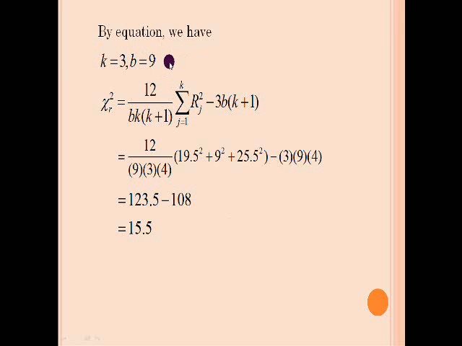By using the equation, we will use K is equal to 3 and B is equal to 9. And the 3 summation, which is RA, RB and RC, we will substitute it into the statistical equation. Then we will get the statistical value is equal to 15.5.